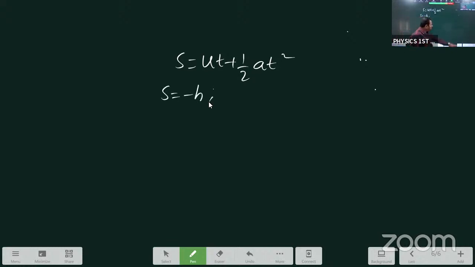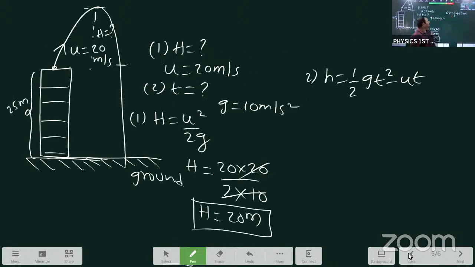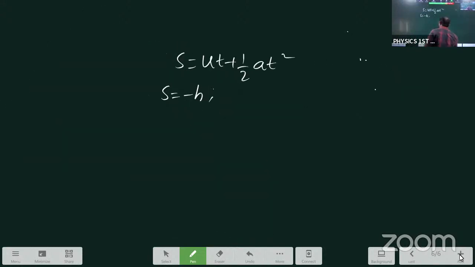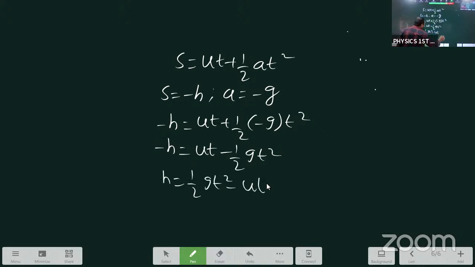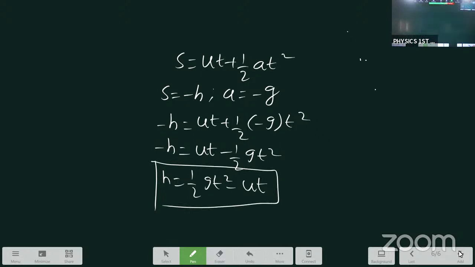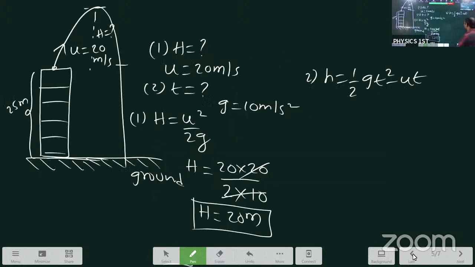This is the explanation for how we write H equals half GT square minus UT. And what about A? Body moving upwards means minus G. Substitute: UT plus half, A means minus G, UT plus into minus, minus half GT square. Multiplying by minus on both sides, we get half GT square minus UT. Overall, the displacement formula in the case of a building is half GT square minus UT. Now height is nothing but displacement only in this case, students.